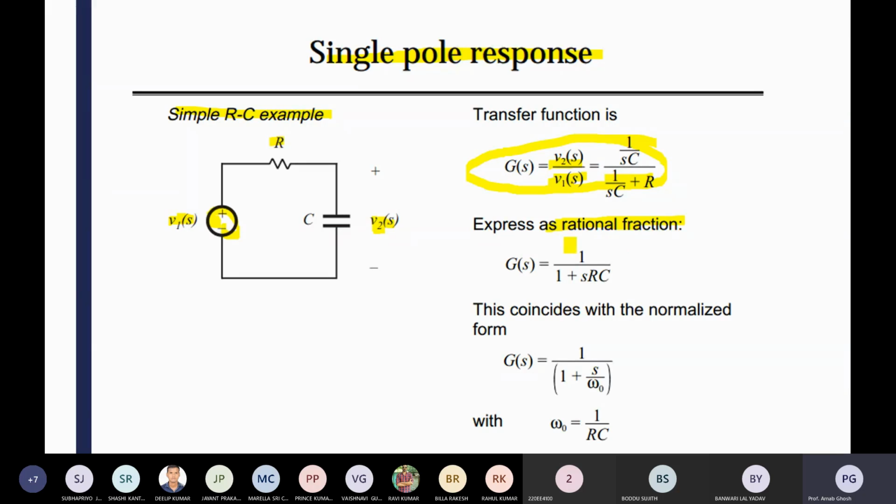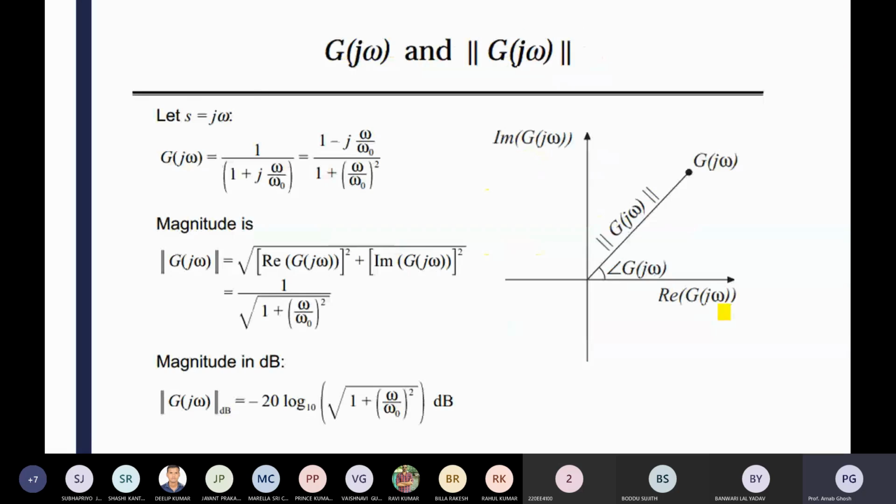So finally we will get 1 by 1 plus s rc. In the form of omega 0, you can say 1 by omega 0 equal to rc. So omega 0 equal to 1 by rc. So you have written it in a normalized form. Now we have to find out the modulus value.